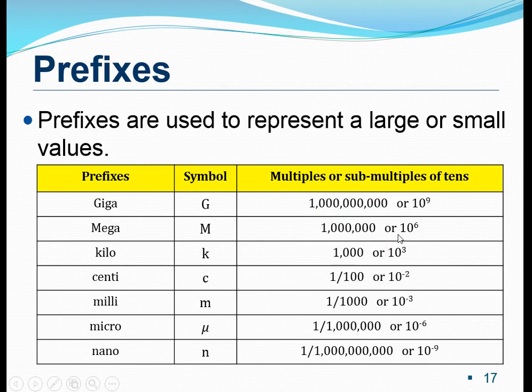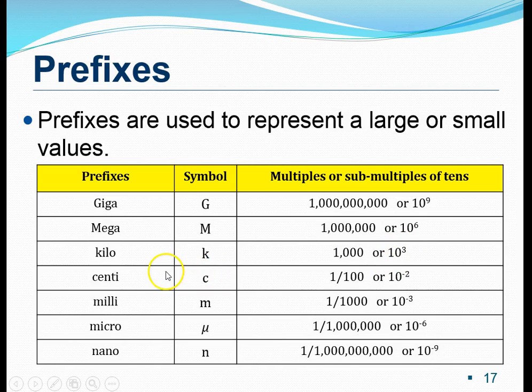Next in the list that you need to remember is mega, capital M. Mega is used to represent 1 million, and we can express that again as 10 to the power of 6, because there are 6 zeros after the 1. The third one in the list is the kilo. Kilo has a symbol small k, and the kilo represents 1,000, or 3 multiples of 10. So this is written as 10 to the power of 3.